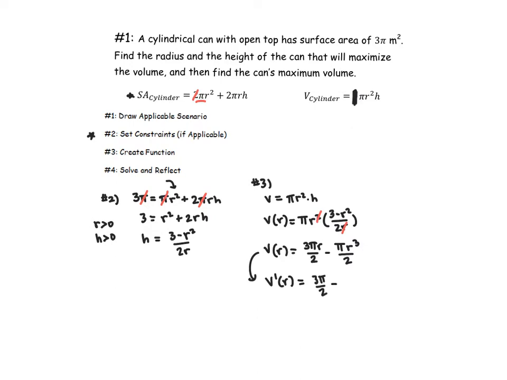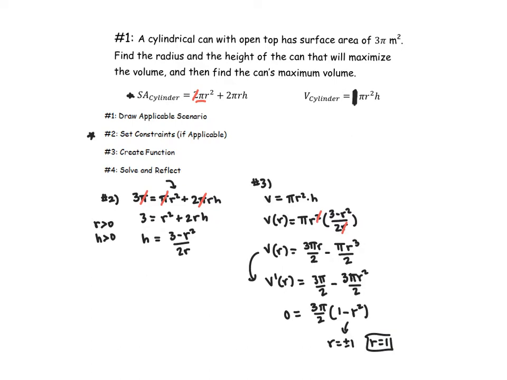My second term, I'm going to get 3 pi r squared over 2. Now I set this equal to 0, and while I do that, I'm going to factor out a 3 pi over 2. So I get 1 minus r squared. So my critical value here will be r equals plus or minus 1. Now clearly, r cannot equal a negative number, so r will equal 1.